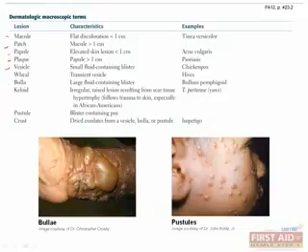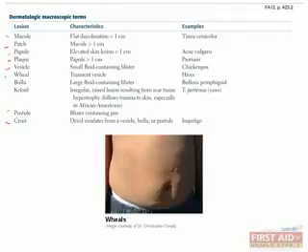If the blister were filled with pus, it would be called a pustule. If any of these were to pop and then dry over, it would form what's called a crust. This is a common finding described in impetigo, which we'll discuss later. A wheal is a vesicle that appears transiently, usually for some reaction, like hives.